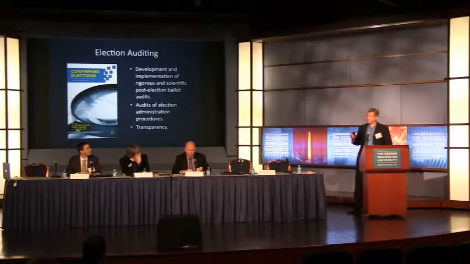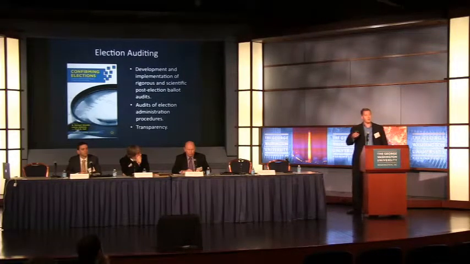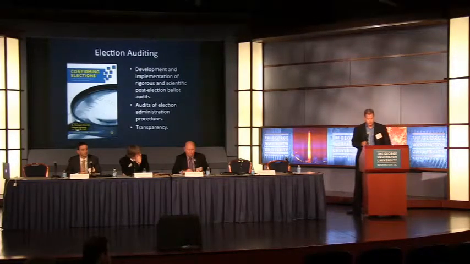But as we talk about in the book, there's lots of other things that can be audited. In particular, voter registration files and voter registration databases. In the U.S., we don't do a very good job of auditing those databases. Many other countries do a better job of that. And we talk a lot about how auditing of election administration procedures can be improved.